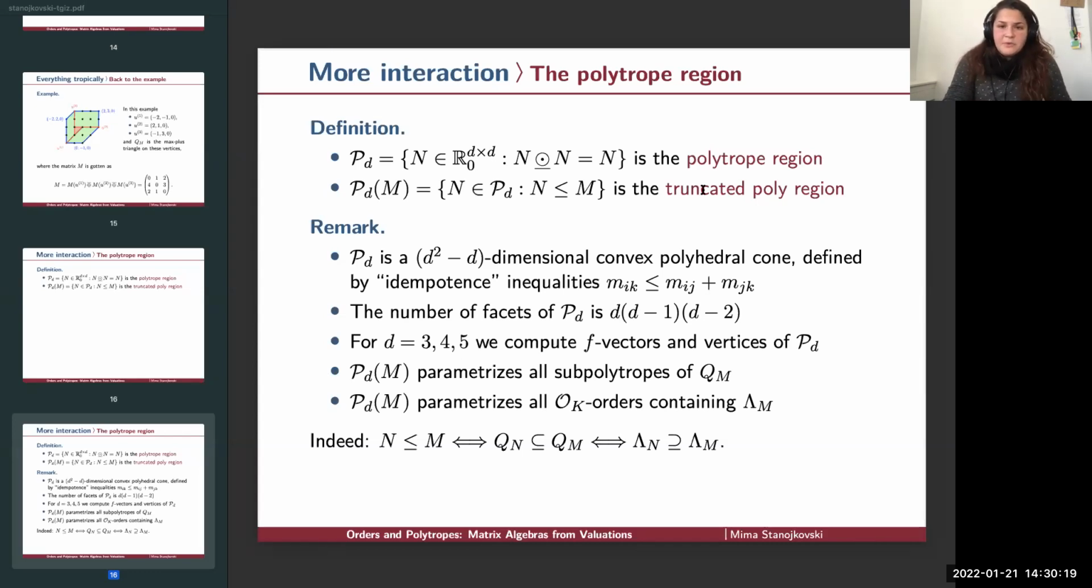And as I mentioned before, these are objects that we use to count the polytropes. So for example, if we look at the truncated polytrope region, this parameterizes all the subpolytropes of Q_M. If you want to see this from the point of view of the rings, this parameterizes the orders that contain Λ_M. And this just follows from this inequality here. Okay.